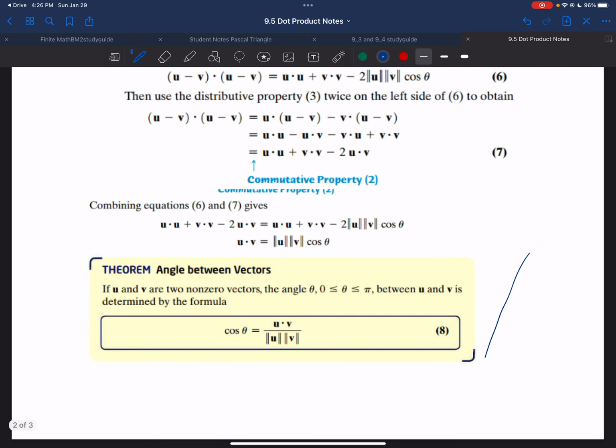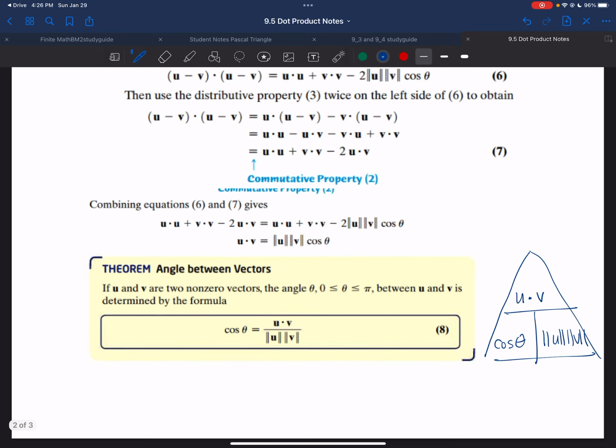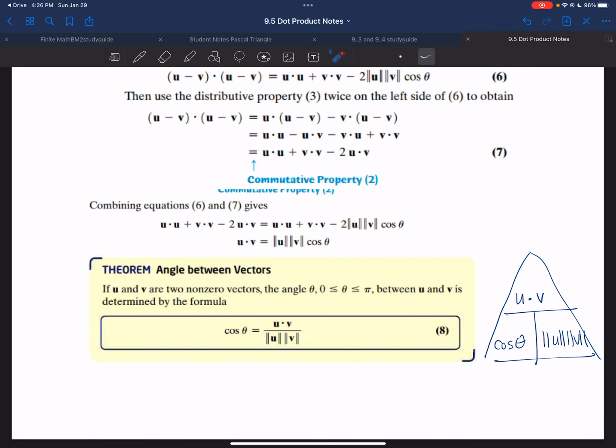So for those of you that have me and are used to our magic triangle route, we have our option here of writing this out in a format that we can look for. If we want to find the magnitudes multiplied, we can take the dot product divided by the cosine of the angle between them. If we want to find the cosine of the angle between them, it's the dot product of u times v over the magnitude of both of those vectors.